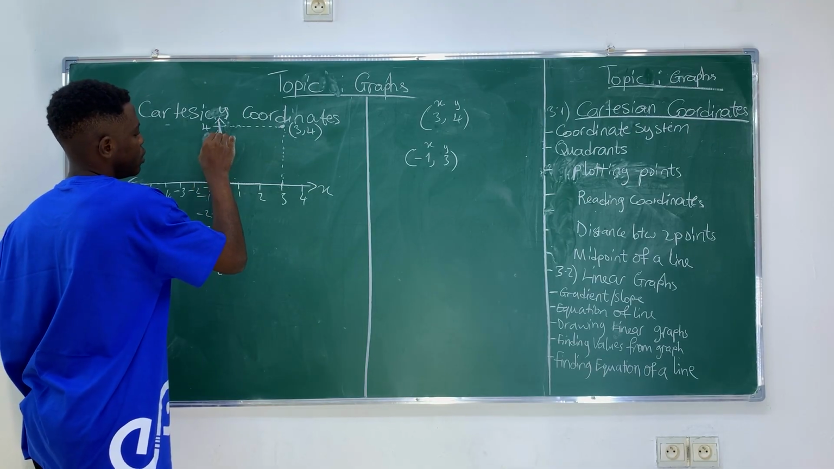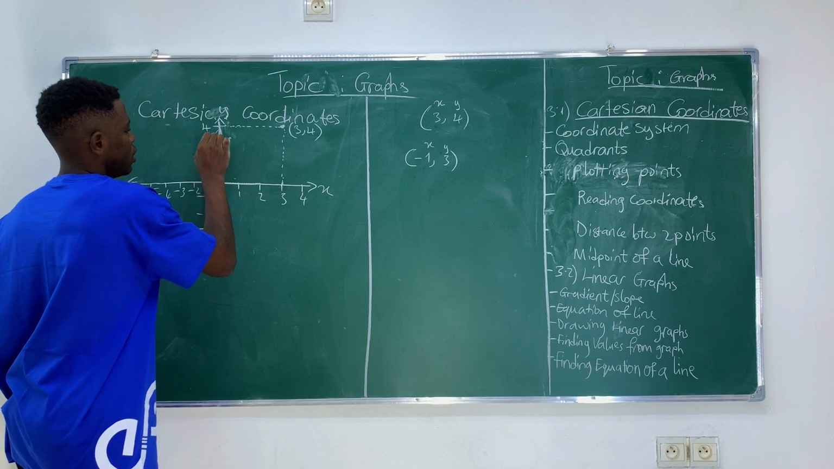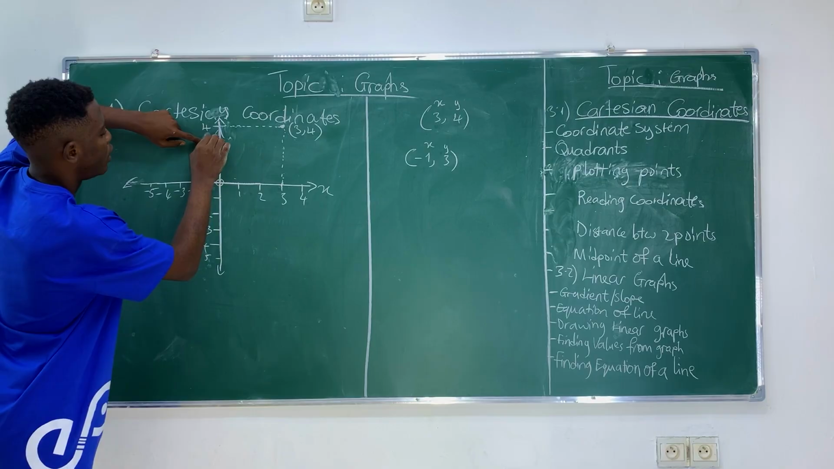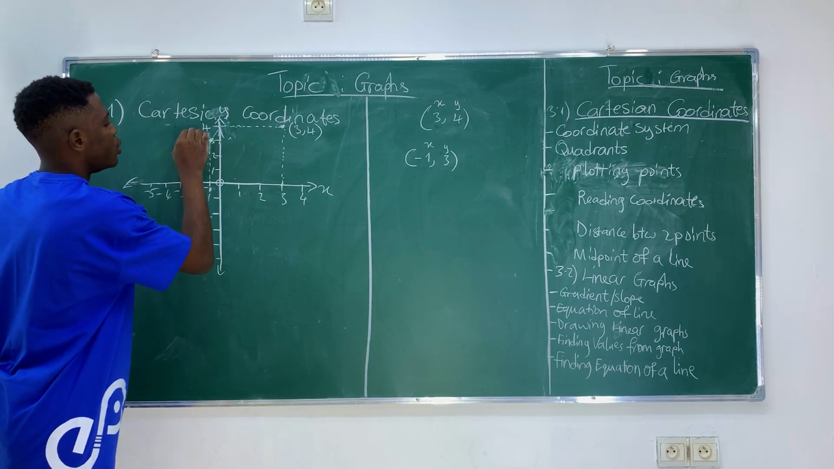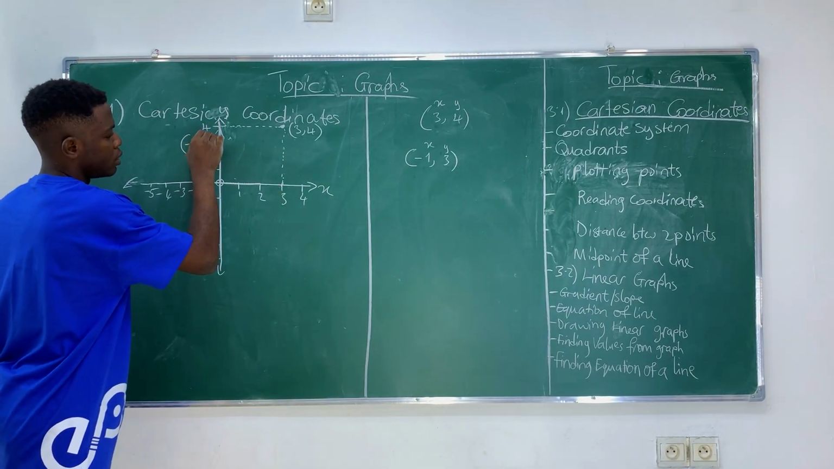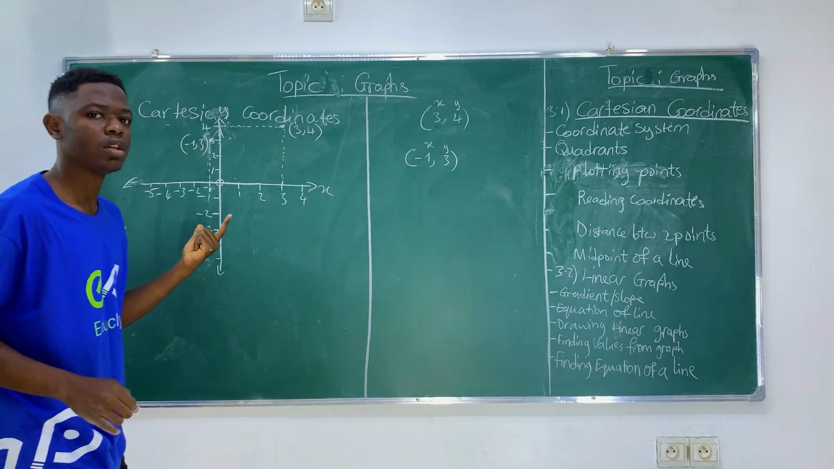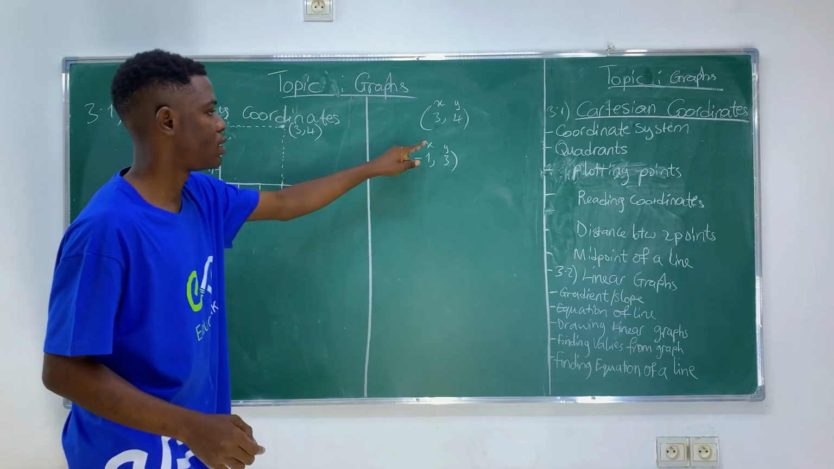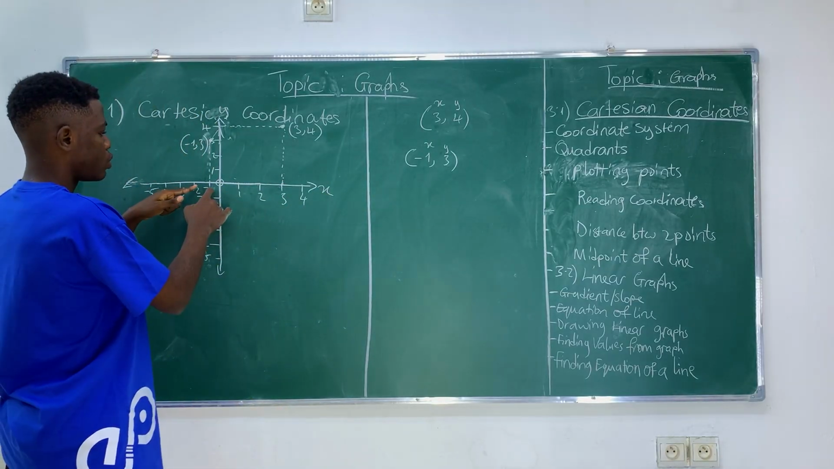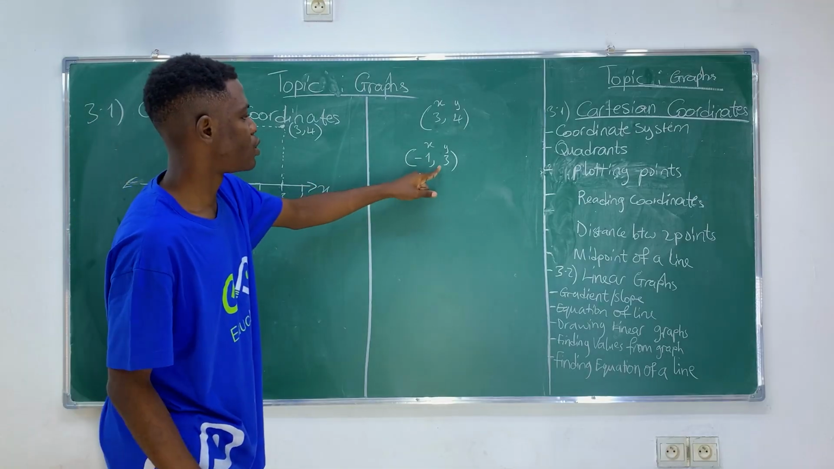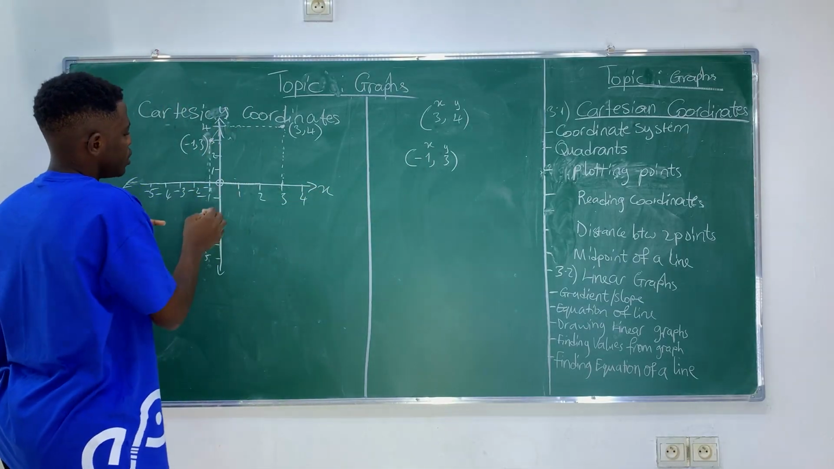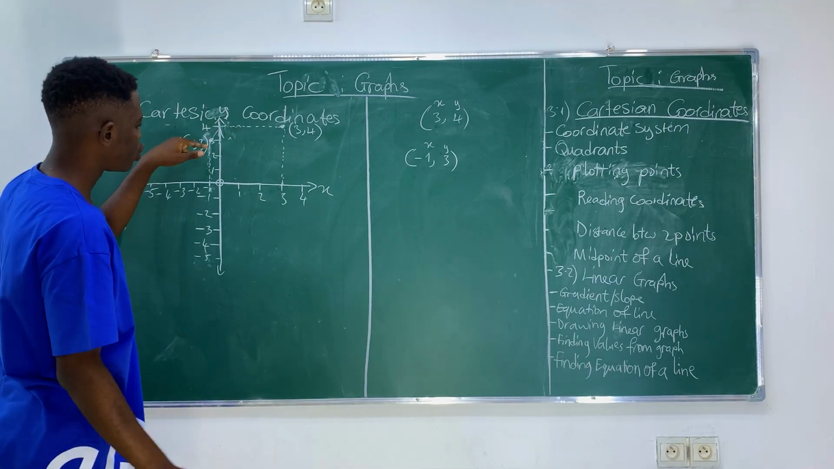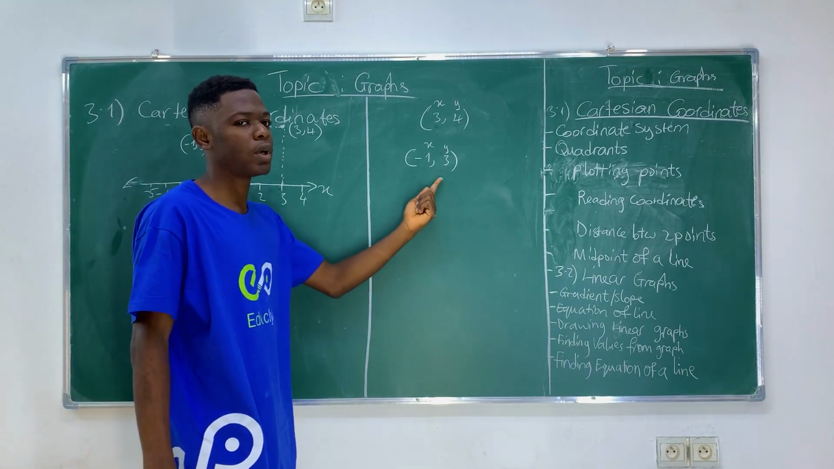Plot this point: -1 on the x, 3 on the y, which we call (-1, 3). You see, I've plotted the point. X is -1, you look at the x and see -1 there. Y is 3, look at y and you see 3. Then you join it from the x to the y. You put one point, and you know that is the point (-1, 3).